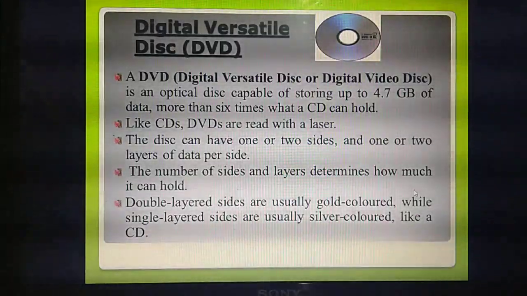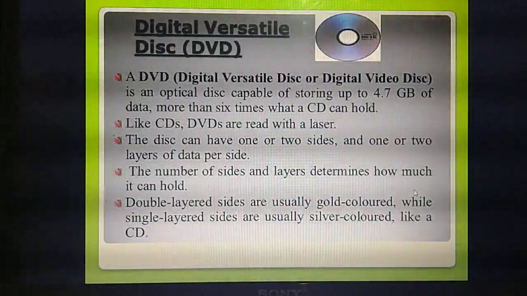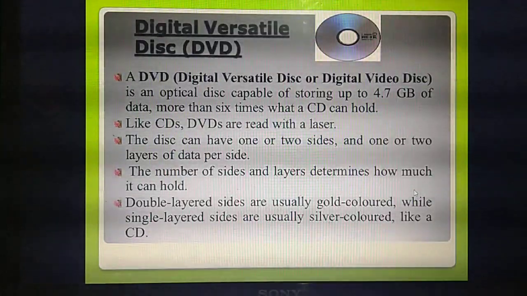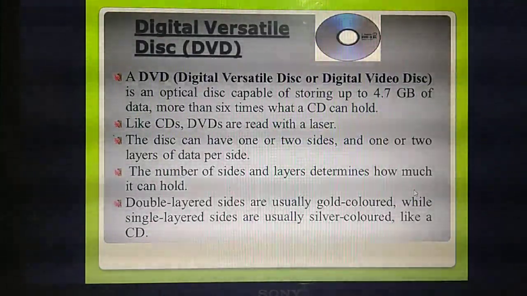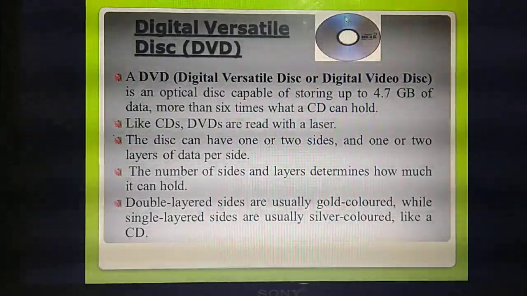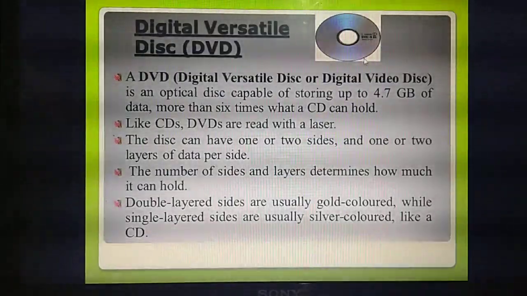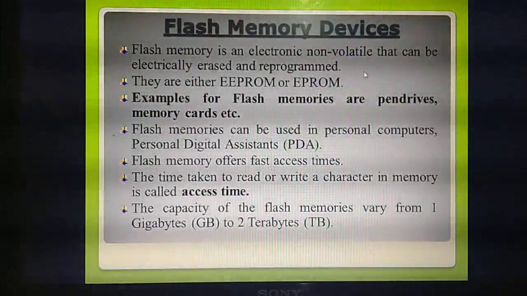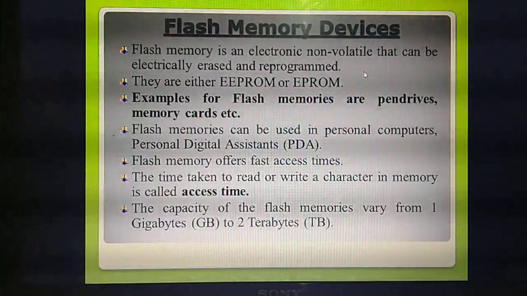So based on the layers you can store the data. If it is a double layer DVD, which color does it look? Golden color. Single layer, which color? Silver color. Understand? So this is the picture of a DVD. Understand? Yes. Next secondary memory is flash memory devices.